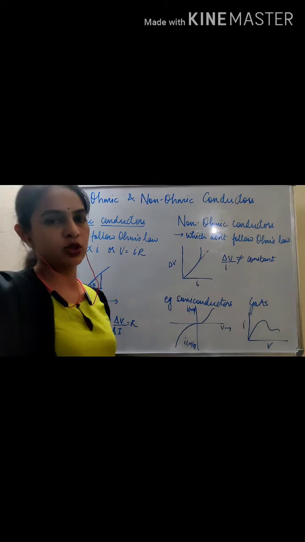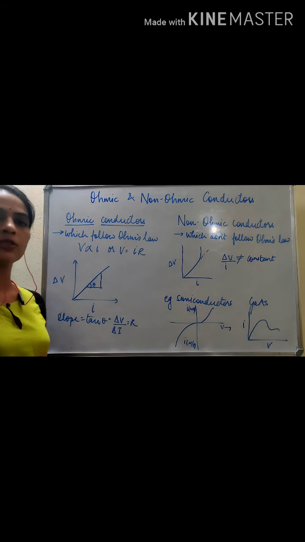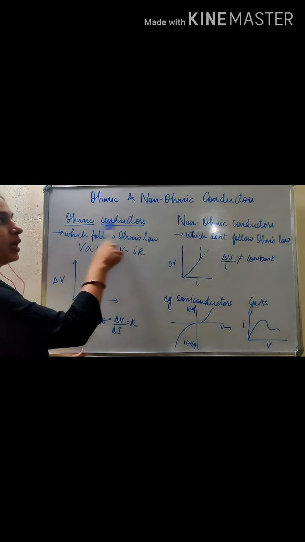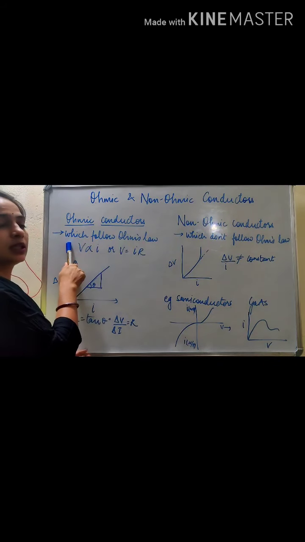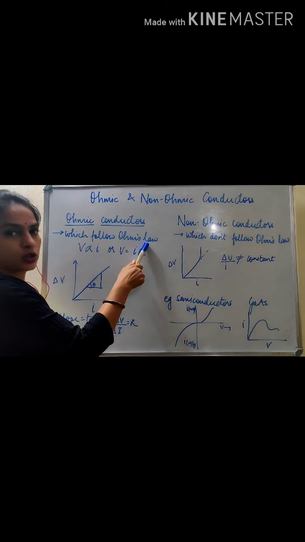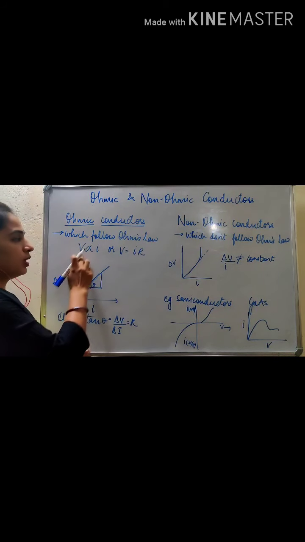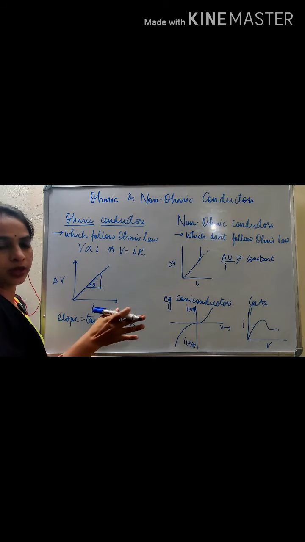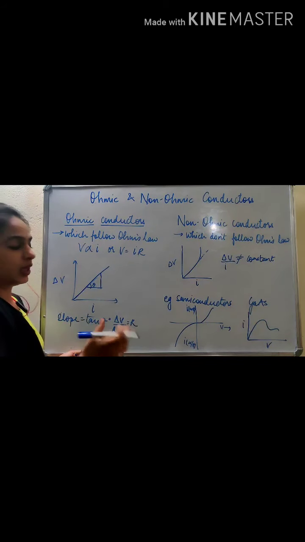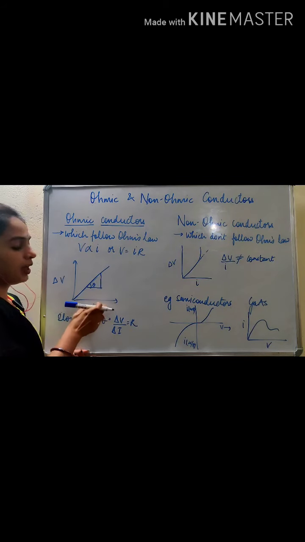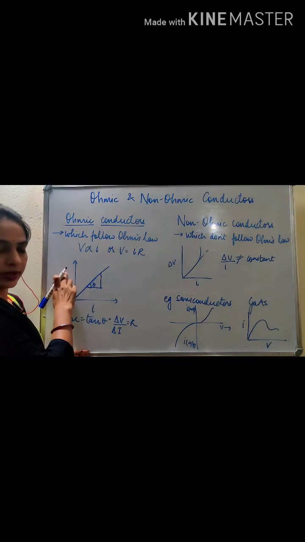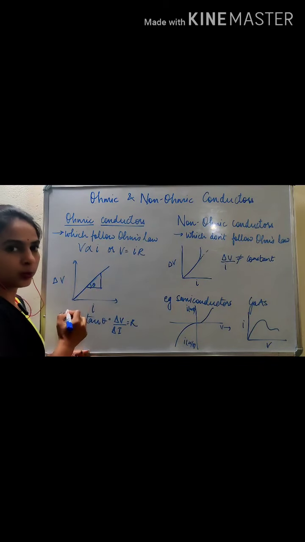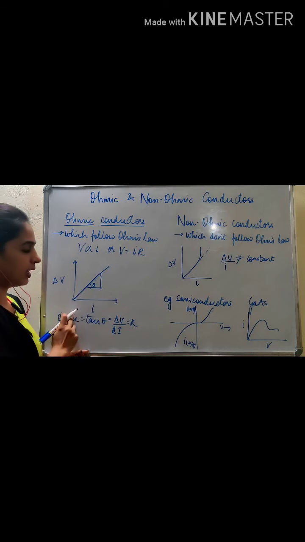Based on Ohm's law, there is one very important question which is mostly asked, about ohmic and non-ohmic conductors. So what are ohmic conductors? Ohmic conductors are the conductors which follow Ohm's law, the conductors in which V is directly proportional to I. That means when you pass current through them, at a particular potential difference delta V, the current is directly proportional to delta V. So when delta V is directly proportional to I and you plot them on a graph, you will get a straight line.